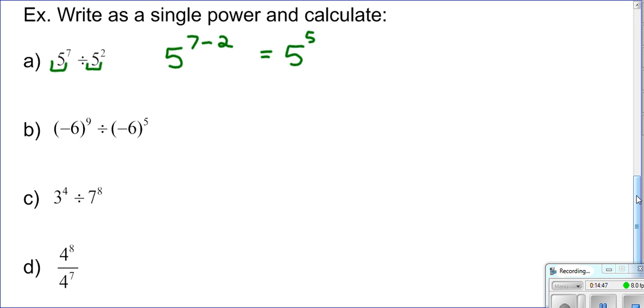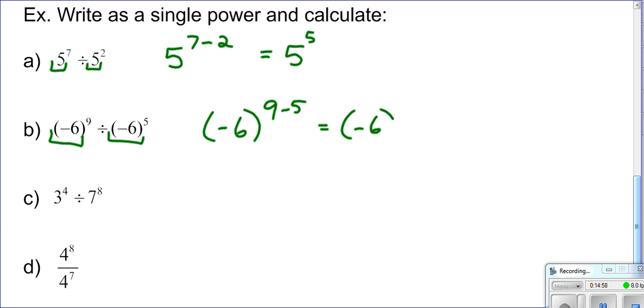When we look at B, we have a base of negative 6 and a base of negative 6, so the bases are the same. They're separated by division, and so we subtract the exponents. So we get negative 6 to the power of 4.